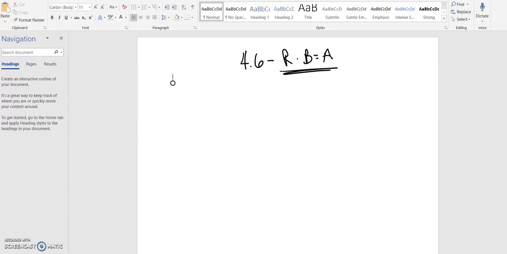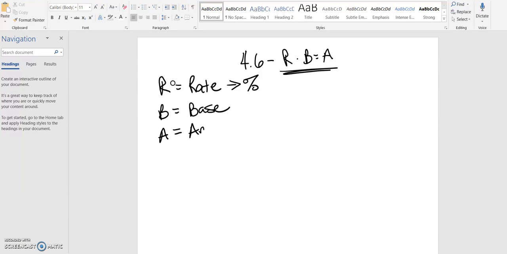R times B equals A. Guys, there are different pieces of this. R is going to be my rate, and a rate is usually set as some sort of a percent. B is our base number, and A is equal to the amount that we're going to be working with. Again, I want to define what R times B equals A is, but for the most part, I just want to talk about how to solve these problems.